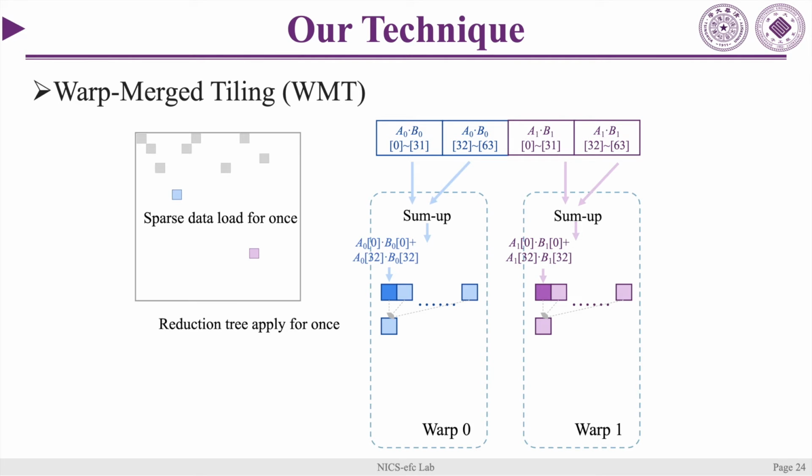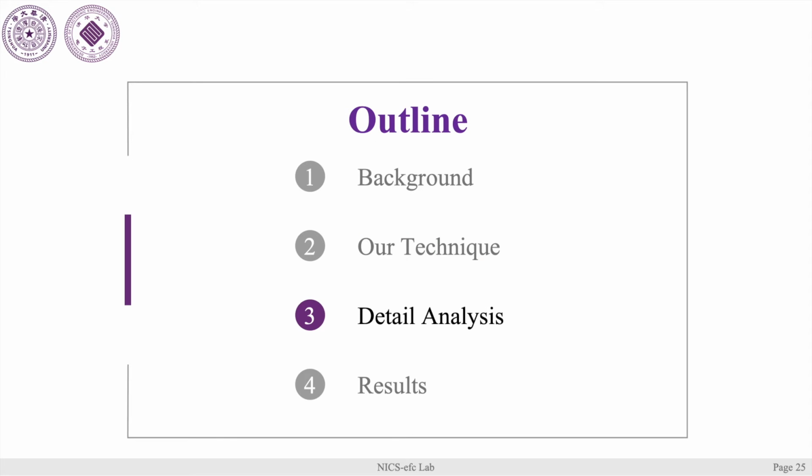warp intrinsic. This method could save loading of sparse data, since each warp only needs to load the row and column of the sparse matrix once. Also, this method would save the shuffle instructions, since we only need to apply the reduction tree once in one warp. In the following part, I will demonstrate our analysis based on our previous techniques.